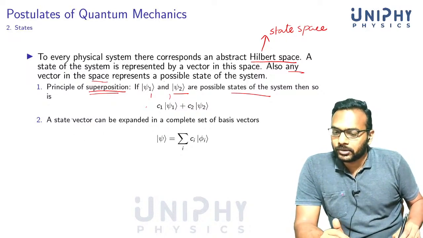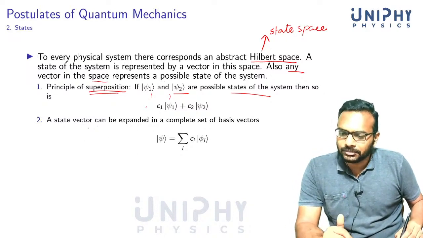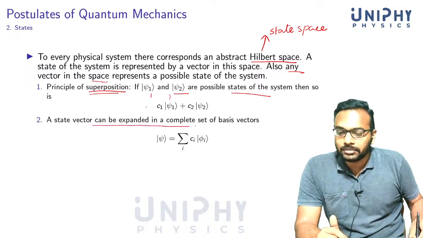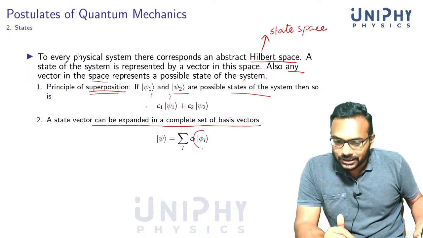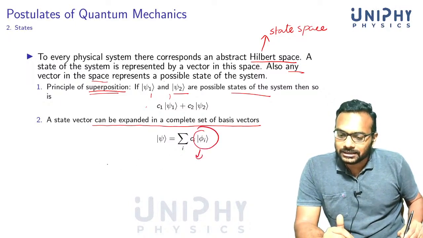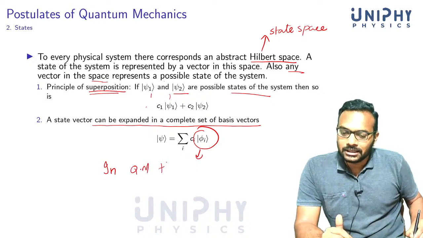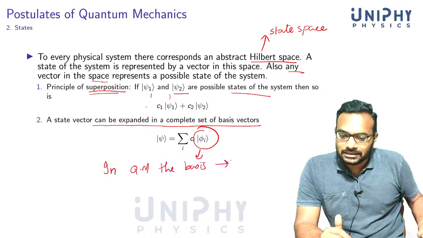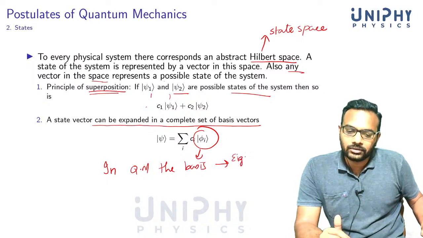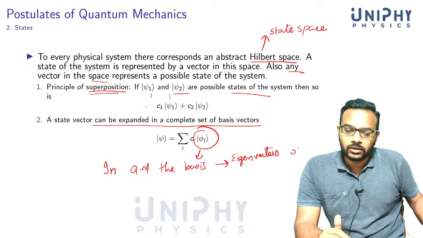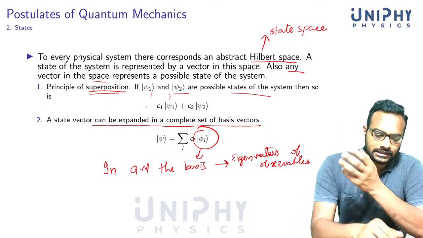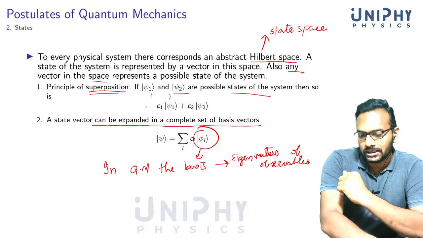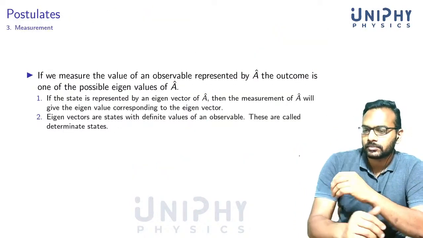Another important part, you can consider it as a corollary or as a subsection of this postulate: a state vector can be expanded in a complete set of basis vectors, right? You can expand it like this. And the important part here is that the basis vectors that we use in quantum mechanics are always eigenvectors of observables, almost always. We don't have to use anything else. This is why we are interested in Hermitian operators. Observables are Hermitian operators.